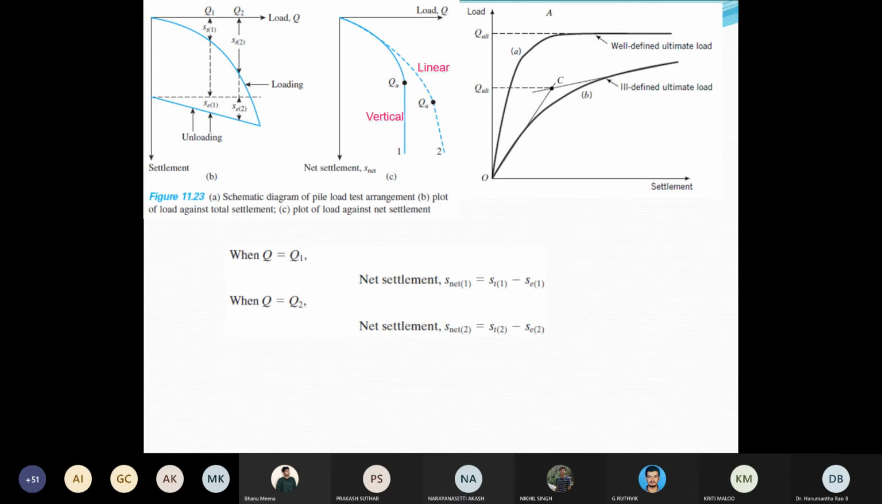I repeat, whenever you are conducting any pile load test, you will get the total settlement, elastic settlement, and the net settlement. The code gives some guidelines on what should be the allowable total settlement and what should be the allowable net settlement. Both are there, so you can get the guidelines on the allowable total settlement and allowable net settlement.